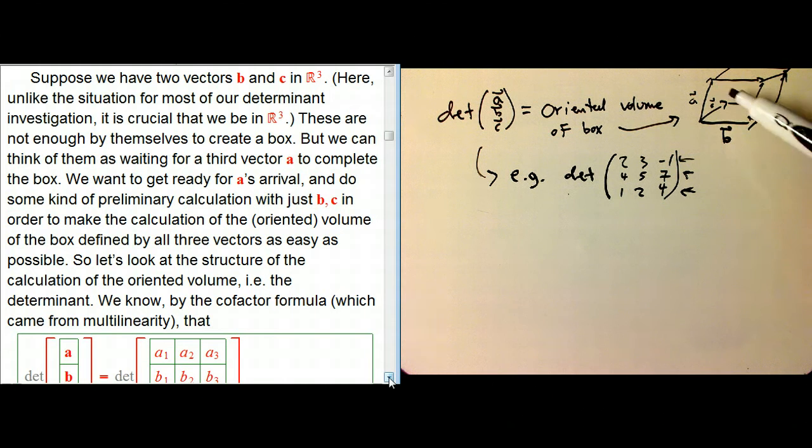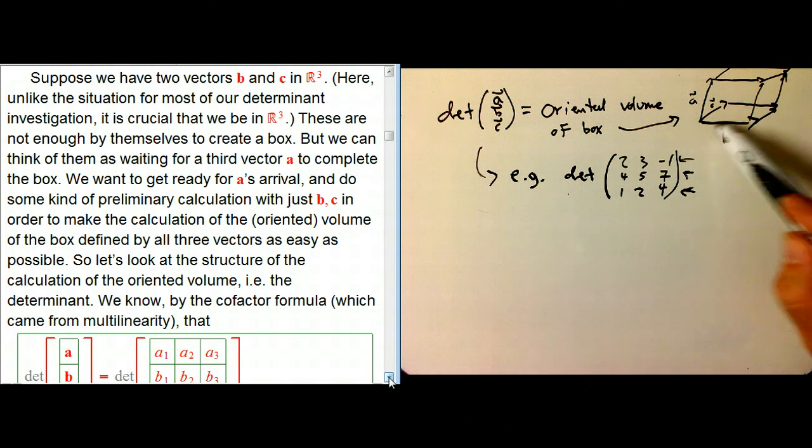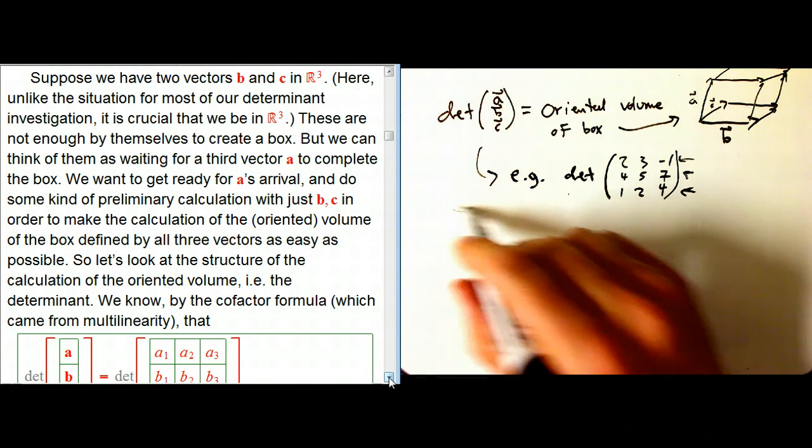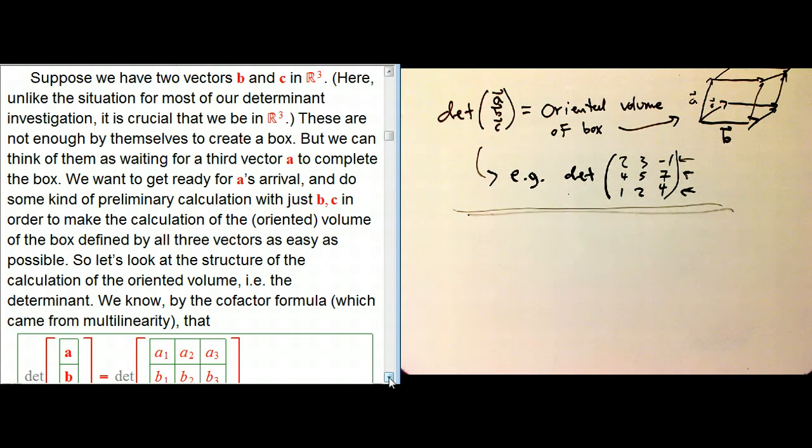Another way to say it is it satisfies the right-hand rule: if your right hand's fingers are B to C and your thumb is A, then we get a positive number. Okay, so that's what we're supposed to be assuming about the determinant. And I claim we can get the cross product out of that without too much work, assuming we know a little bit more about algebraic properties of the determinant as well.